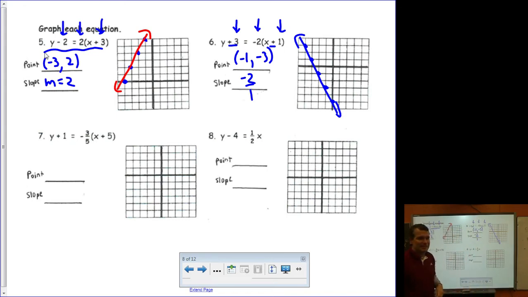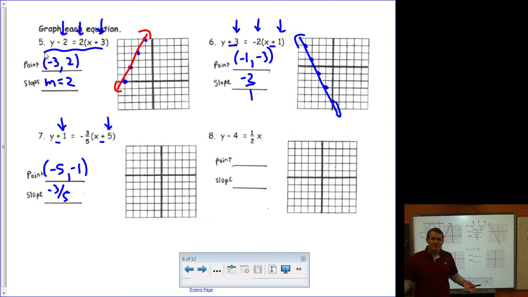Number 7, I have an equation written in point-slope form. I need to figure out the point that was used. Of course, that is right here. The x value is -5, right? Normally that's a minus, but it turned into a plus because it was minus -5. Same thing over here. Normally that's a minus, so the 1 must be -1. And the slope is -3/5.